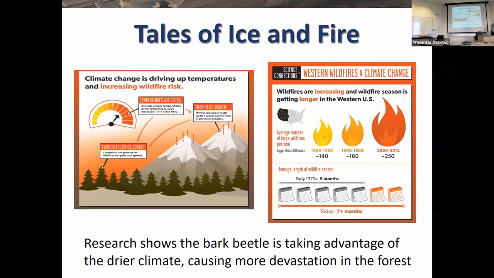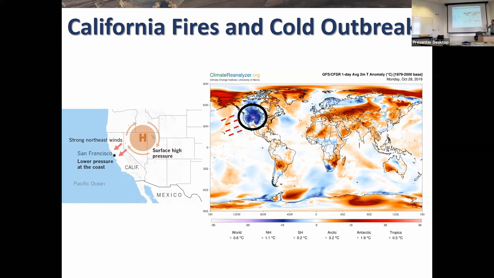Now, the wildfires were made more intense because of the extreme winds due to a very strong high pressure system over the western United States and low pressure system off the coast because the waters are warm. And it was, in fact, record-breaking cold. Before, I'm just going to show you this.